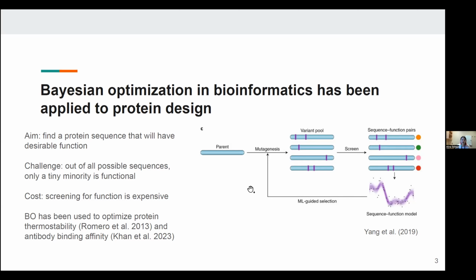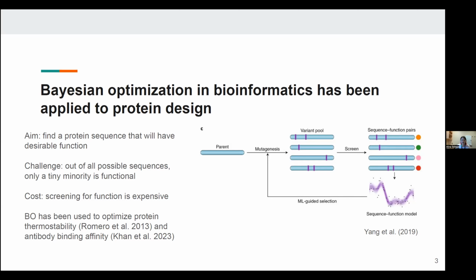And then we can continue doing this iterative process for as long as we want. Bayesian optimization has been used to optimize protein thermostability. This was actually a paper from 2013. I think that was the first time that Bayesian optimization was applied to this problem of protein design. And since then, it has been quite an effective tool.